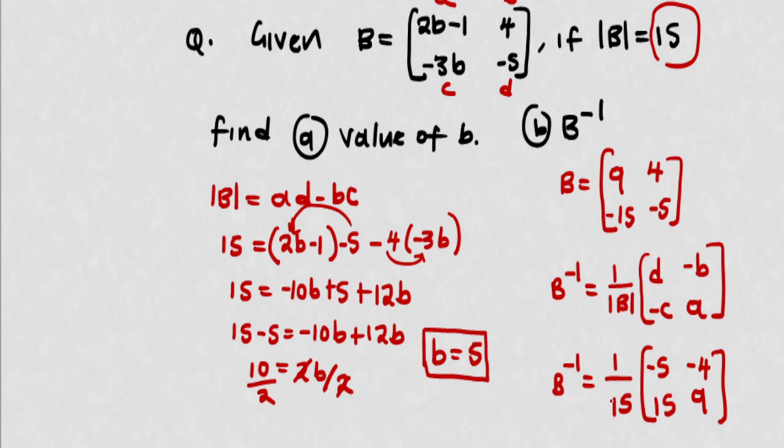So what you can do, you can multiply 1 over 15 throughout because it's a scalar. You can multiply 1 over 15 by negative 5, 1 over 15 by negative 4, 1 over 15 by 15, 1 over 15 by 9. Or you can just simply leave it here to say this is our inverse. You can either multiply throughout or leave it at that state. That would still mean that is our inverse. So that's basically how you find the inverse of a matrix given determinant.